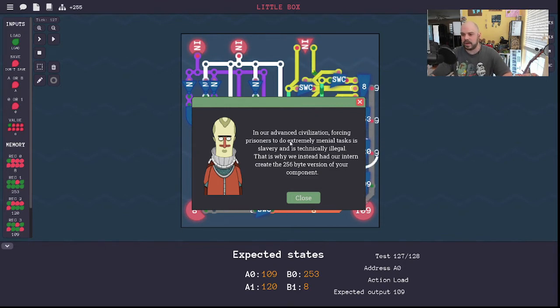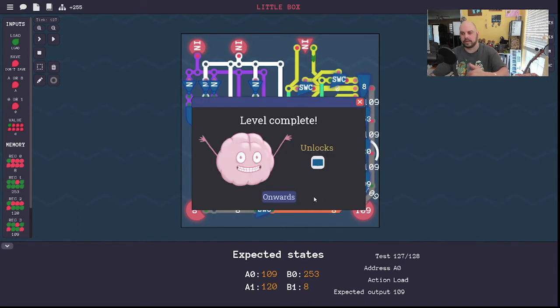In our advanced civilization, forcing prisoners to do extremely menial tasks is slavery and is technically illegal. That is why we instead had our intern create the 256-byte version of your component. So they're going to give us a register now. Cool. Yeah, see, there we go. RAM, a bit of memory.